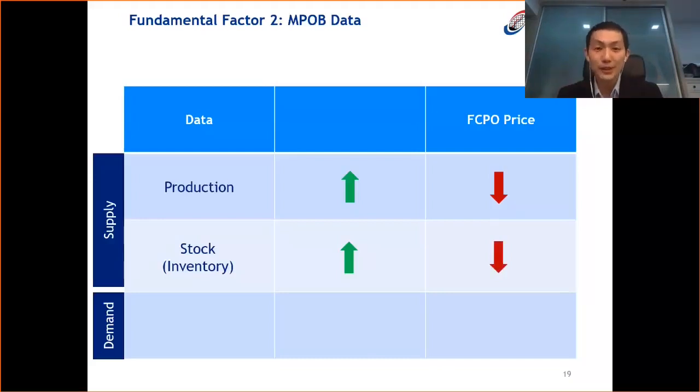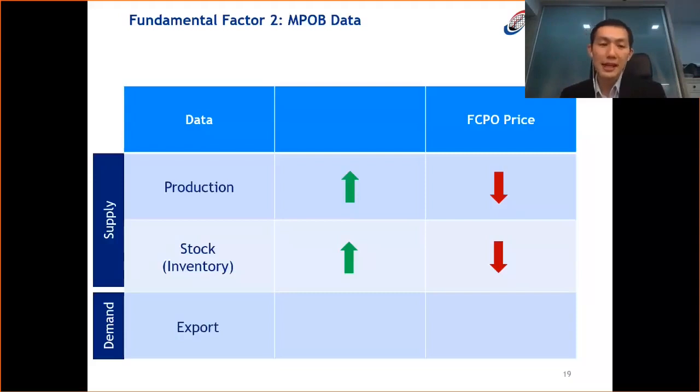Because producers, their main concern is actually, their business is selling the crude palm oil, right? So this is where you can see they want to do stock clearance. They need to clear off their inventory. They need to clear off their stocks. They want money, they don't want stock. They will need to lower their price to sell it out in the market so that they can clear off the inventory. Now, the third important data from MPOB is actually on the export.